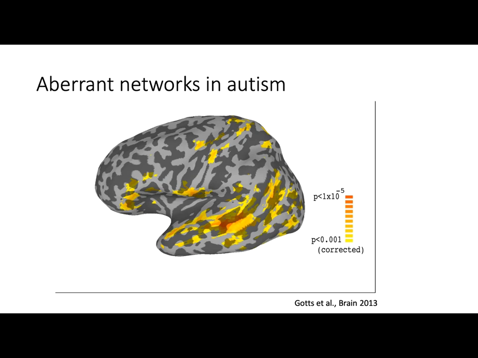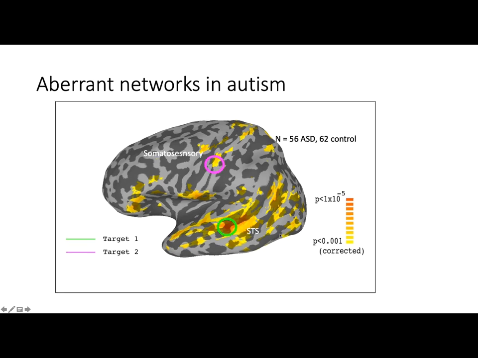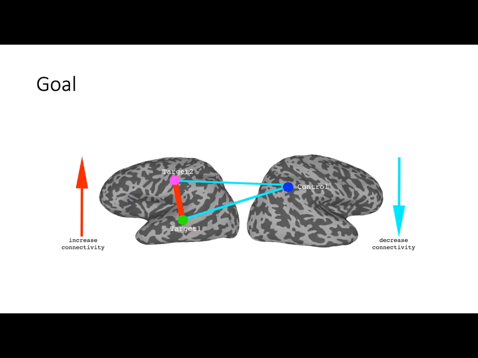They tend to be much less connected in patients with autism than in typically developing controls. So this is just an example of areas that are less connected in autism than they are in controls. So what we did was we chose 2 targets for our training, right? These are the 2 areas that are the most underconnected in autism compared to typically developing individuals.